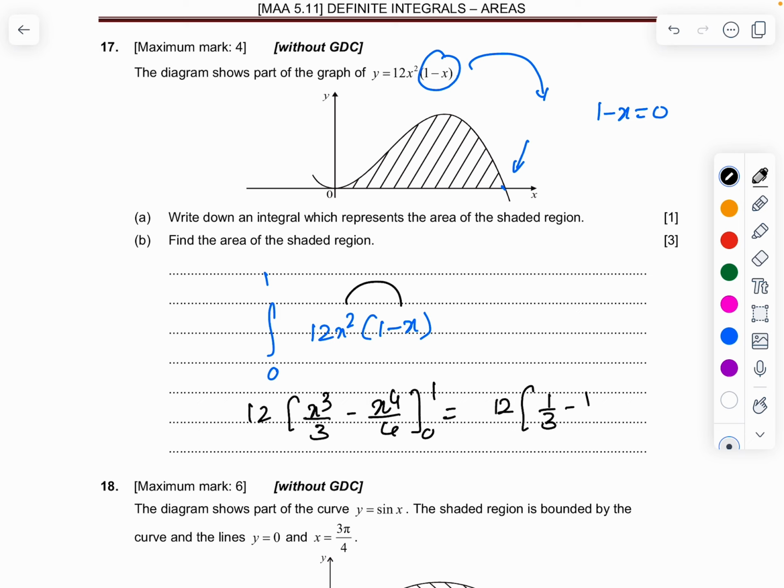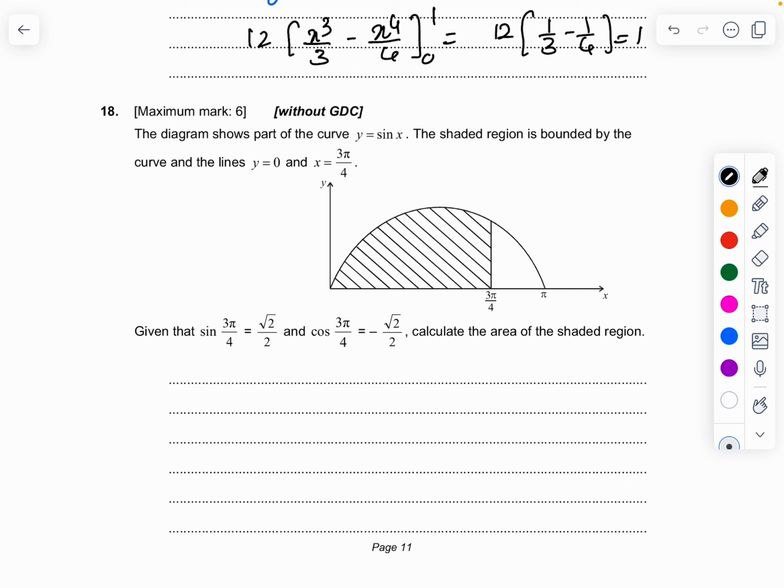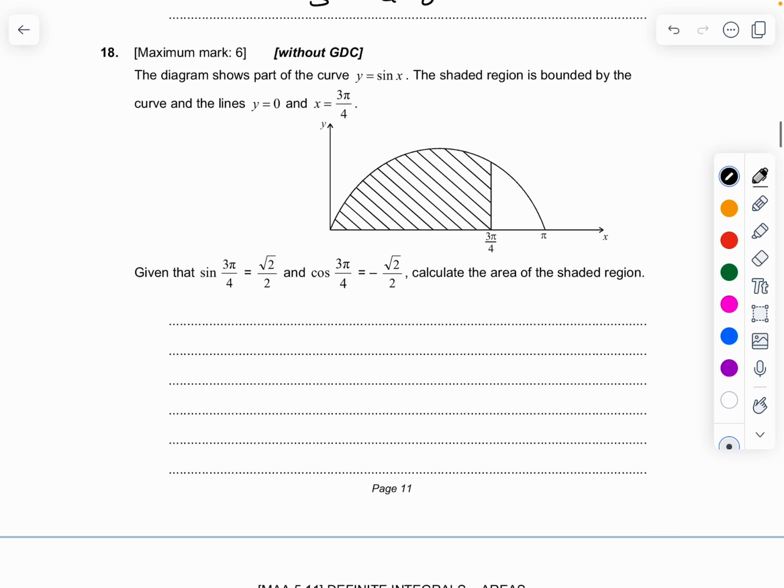The diagram shows part of the curve y equals sine x. The shaded region is bounded by the curve and the lines. Sine 3 pi by 4 and cos 3 pi by 4 are given. Calculate the area of the shaded region. So it is the integral from 0 to 3 pi by 4 of sine x dx, which is negative cos x from 0 to 3 pi by 4. So negative cos 3 pi by 4 minus cos 0, which is going to be negative root 2 by 2 minus 1. Taking the signs into account, it's going to be 1 plus root 2 upon 2.